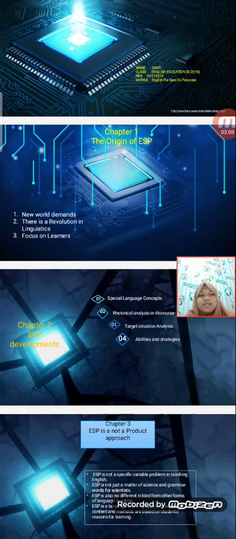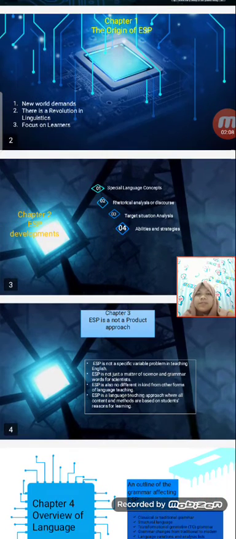The second is chapter 2, ESP development. There are four ways to make it easier for us to understand ESP. The first is special language concept. In understanding ESP, it's more important to understand grammar first, because in ESP, the text grammar context used is high level grammar context.